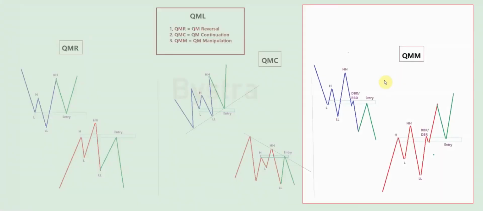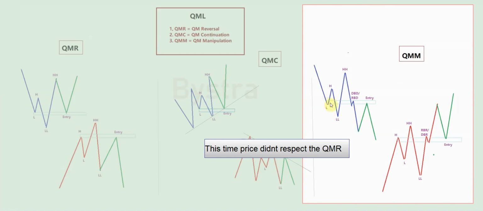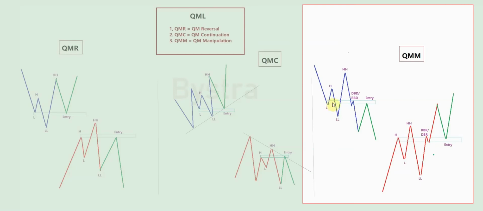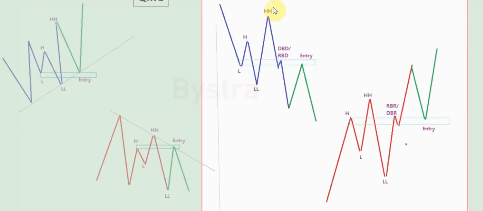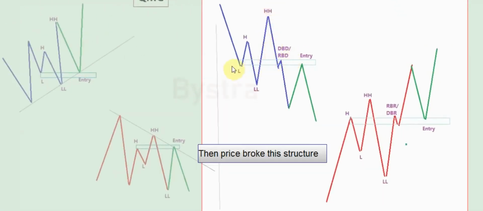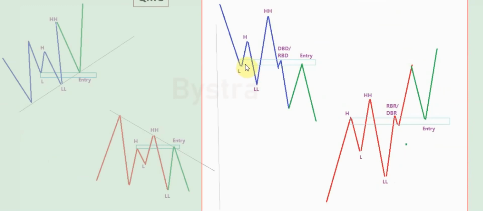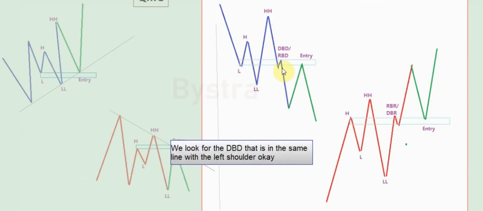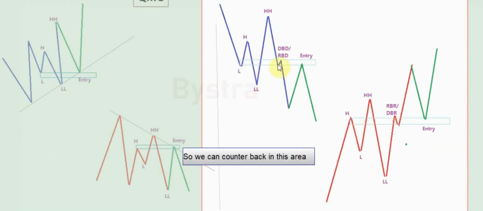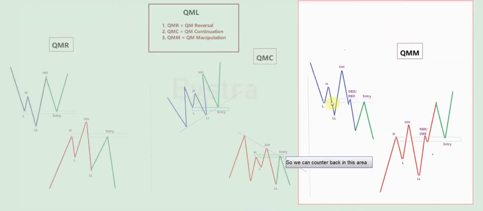And last we have here is QM manipulation, or we call it QMM, but it's quite different. Why? Because this time price didn't respect the QM reversal. Okay, as we know here we have low, high, lower low, higher high. On the other hand, price broke this structure. So don't be sad, okay? And we look for the drop-based drop that is in the same line with the left shoulder, so we can counter back in this area.